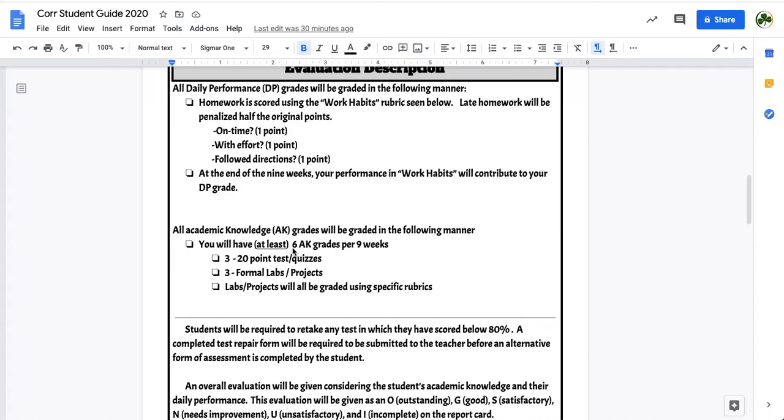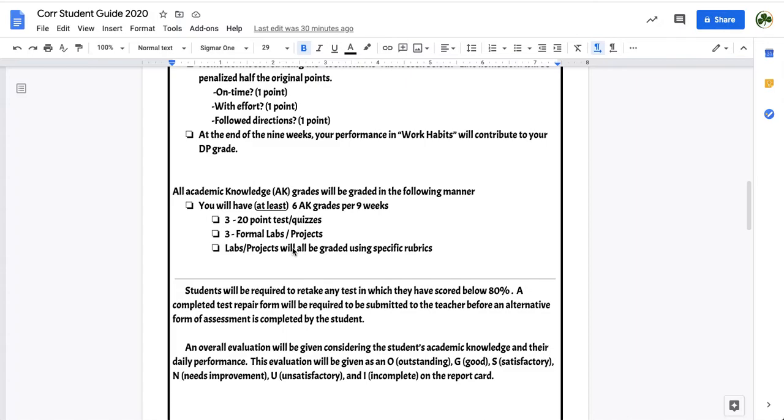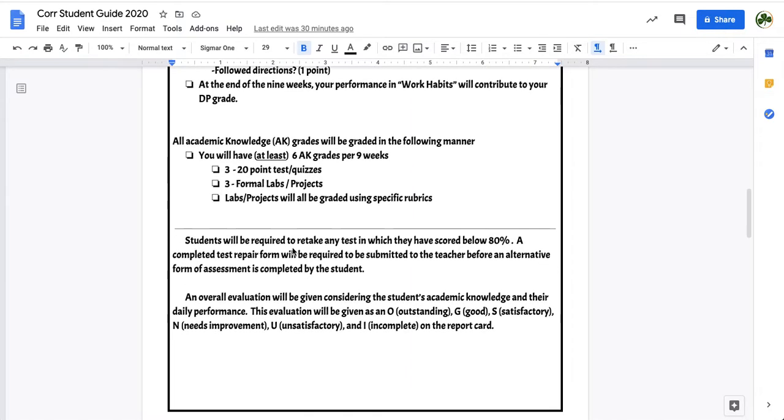If you get below an 80% on any test, you'll be required to take a retake. And I have a test prepare form that you have to do before an alternative form of the assessment is completed. So if you want to take a retake, I have a test prepare form that I'll show you. A lot of students take advantage of this, and it really helps to understand what's going on. So I recommend that you take advantage of the retake feature. Some of you, I will say, you must retake it. Some of you, even if it's a little below an 80, I may not say that, but some of you I will.